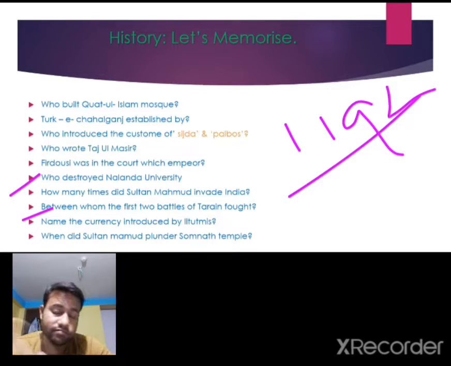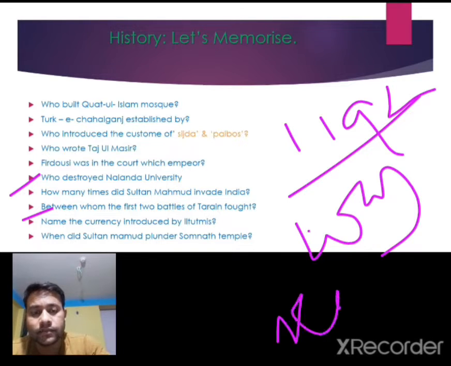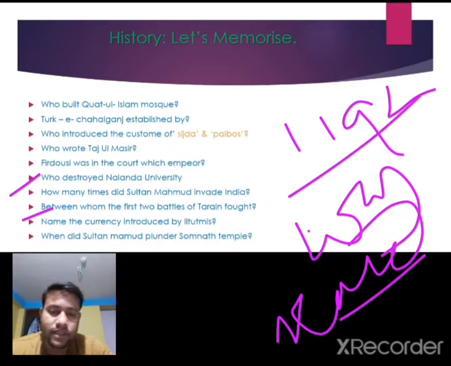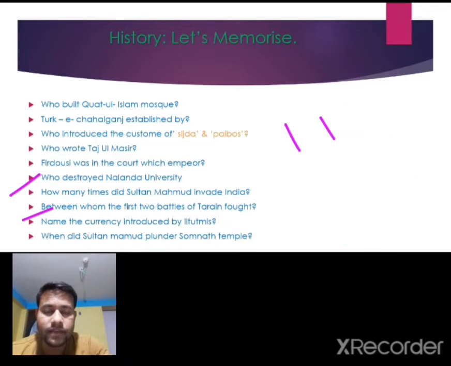Fort, and the tragic incident happened. Prithviraj Chauhan was killed. Ghori won the battle, and Prithviraj Chauhan was killed. Okay, that is so pathetic. Okay, so दोस्तों हम क्या करें, ऐसे बहुत सारी इंफॉर्मेशन हम लोगों को मिल जाएगी जो बहुत पैथेटिक है.